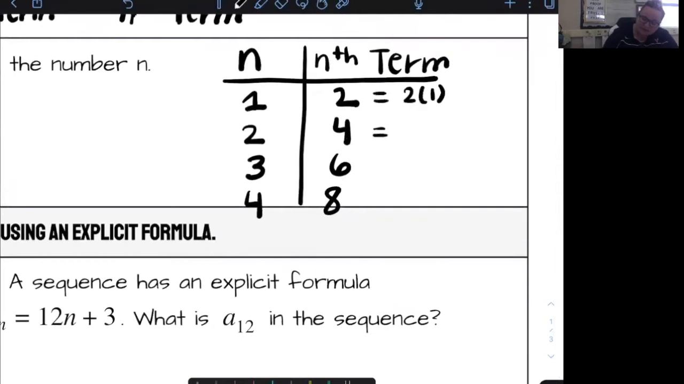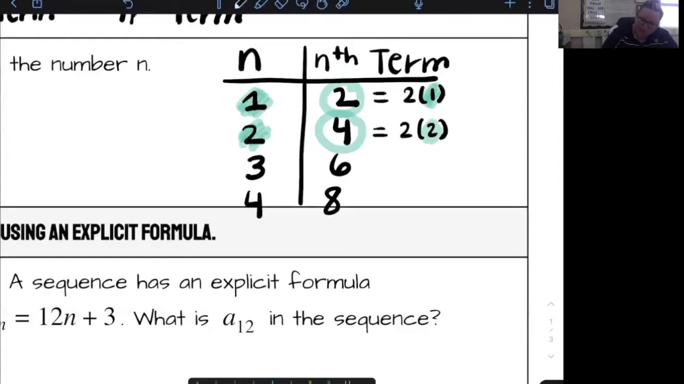And isn't 4 2 times 2? So if you notice, n is 1. 2 times 1 gets me that a sub 1 term. When n is 2, 2 times that 2 gets me that a sub 2 term.